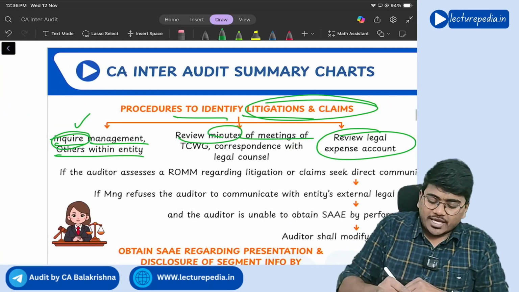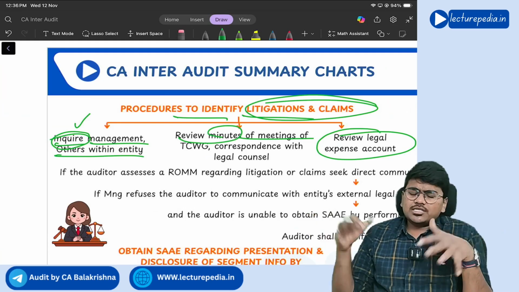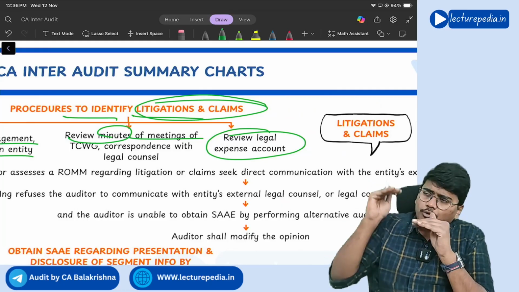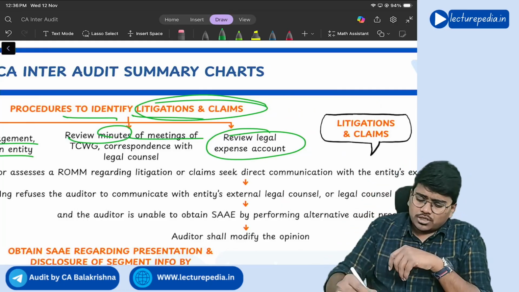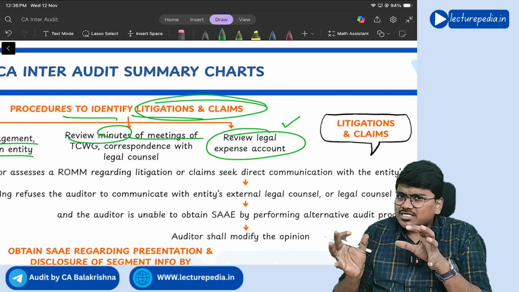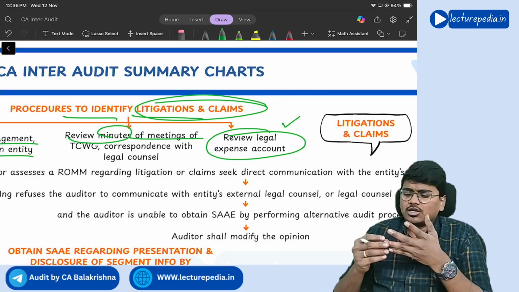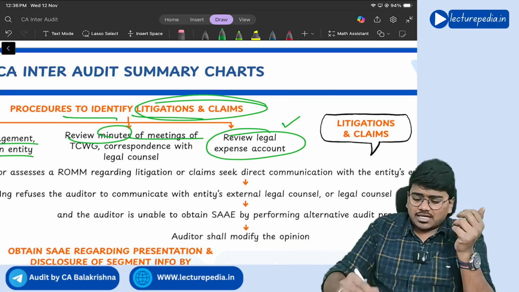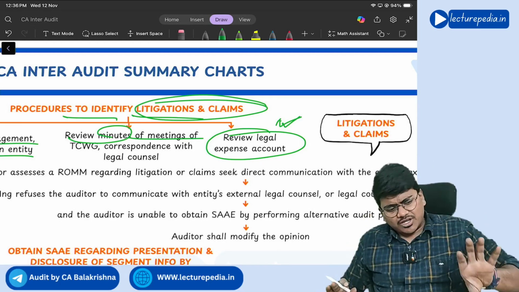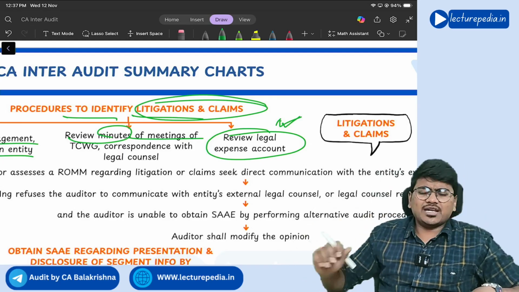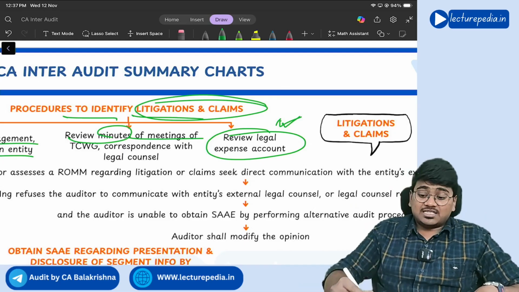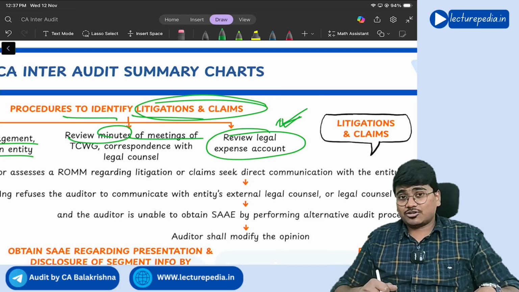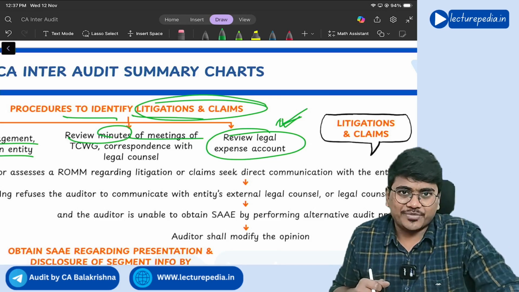Next, review the legal expense account. When you have inquired with the entity, management told you, see auditor, we are not having any litigations and claims. But when you are going through the profit and loss expenses, you found a legal expense account. Legal expense account means fees that you have paid to the lawyer or some other expenditure with respect to legal cases. Now if the entity is having no legal cases, why is it paying legal expenditure? So this will reveal that some legal cases are pending against the entity. Correct or not? So these procedures also you will perform. Clear? Yeah.